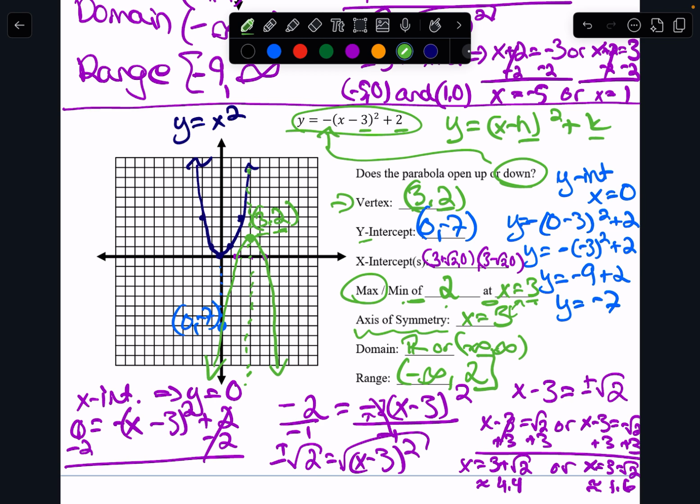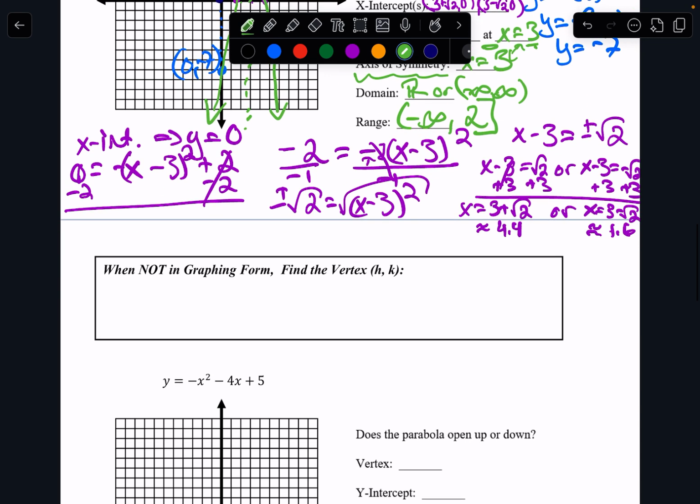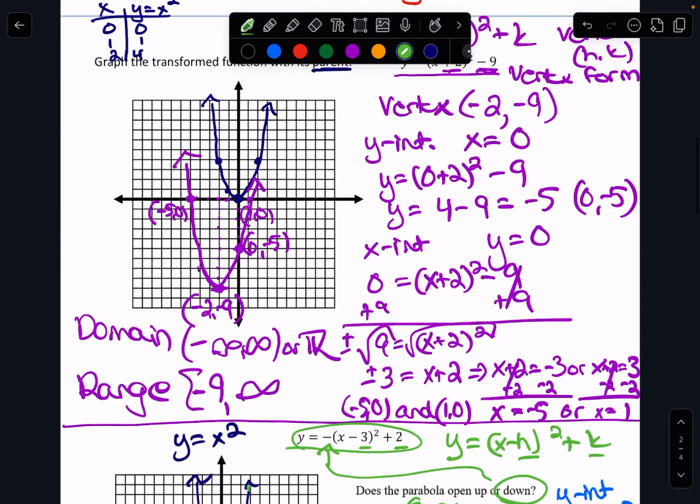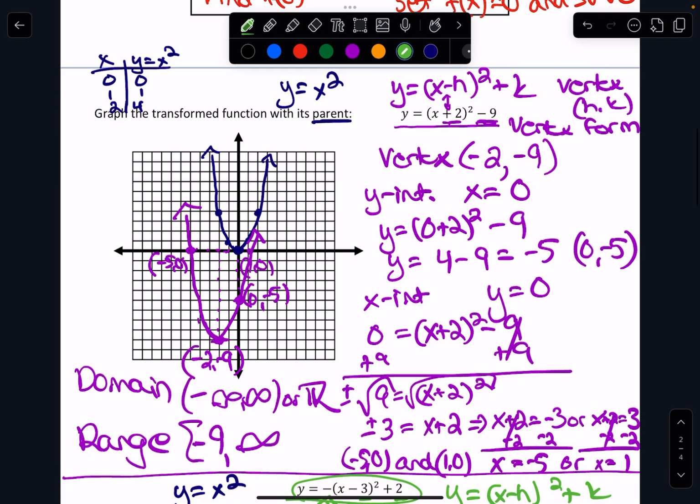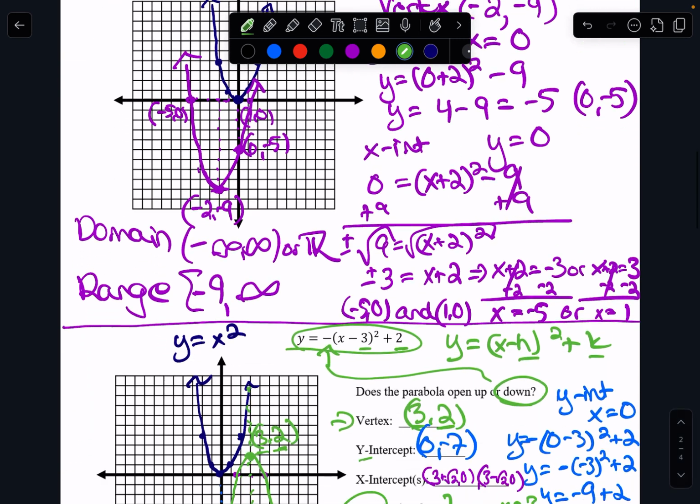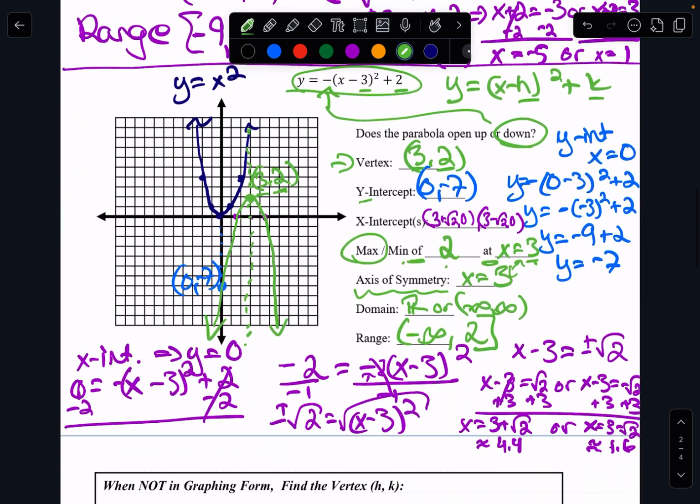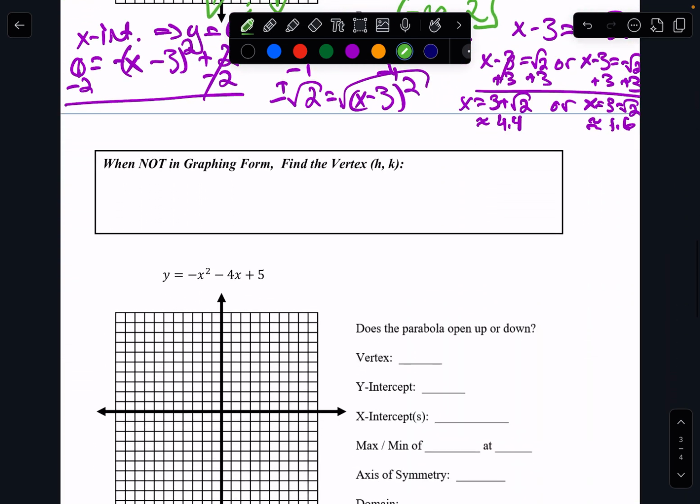Okay, next one. So what we were looking at here is the so-called graphing form. When we have it in the vertex form, it's easy to graph. We can just plug in the h and the k.